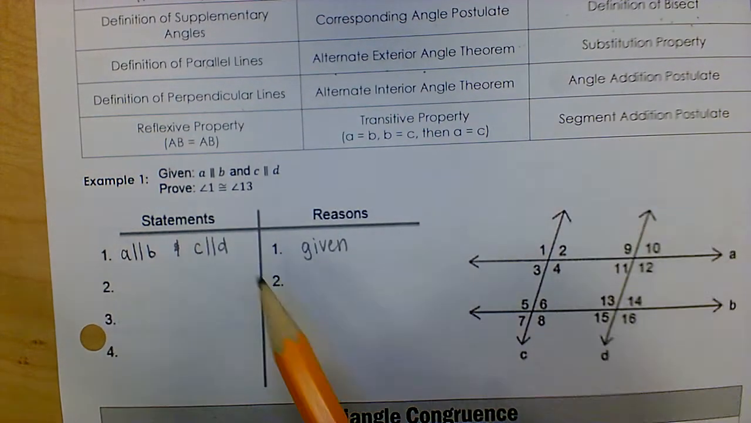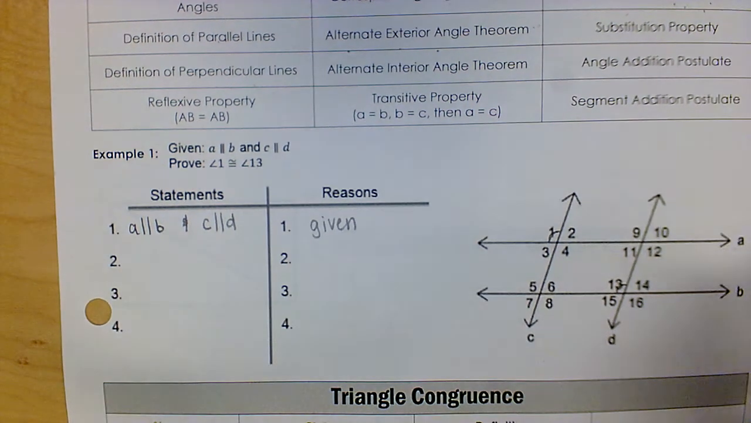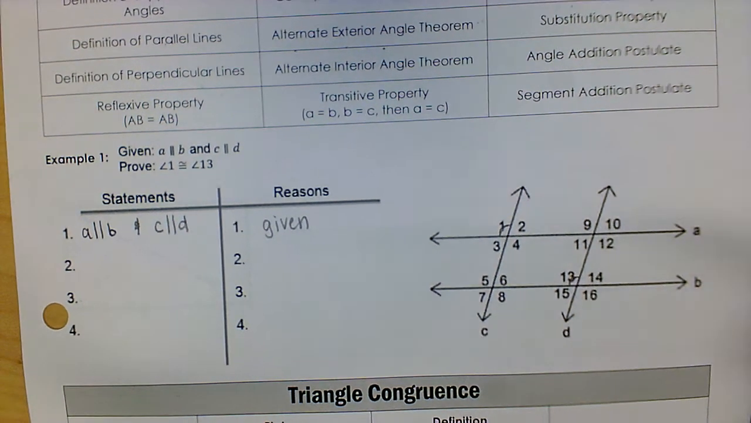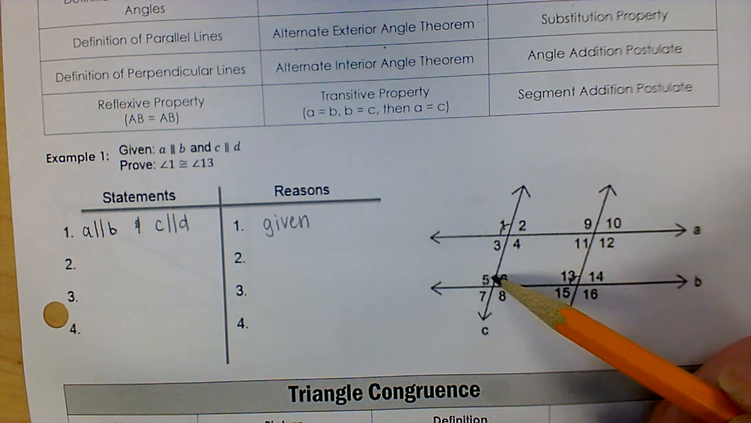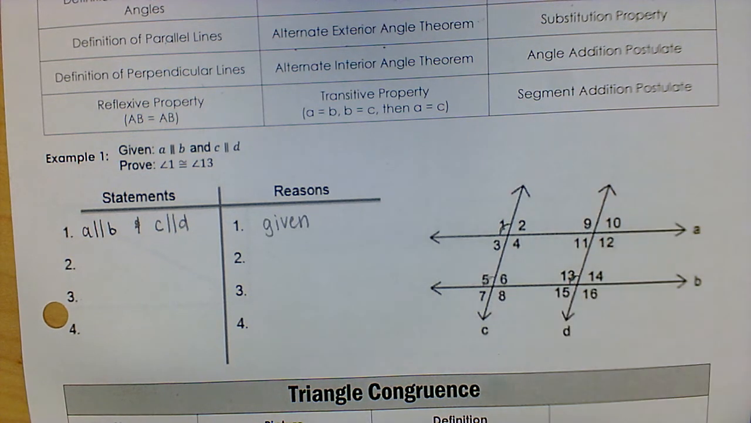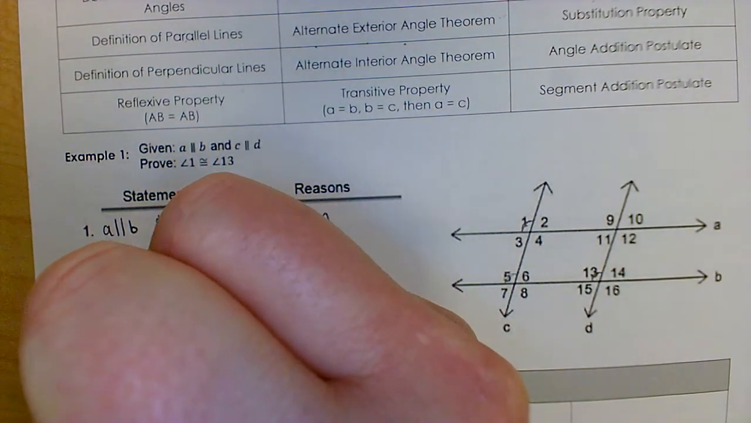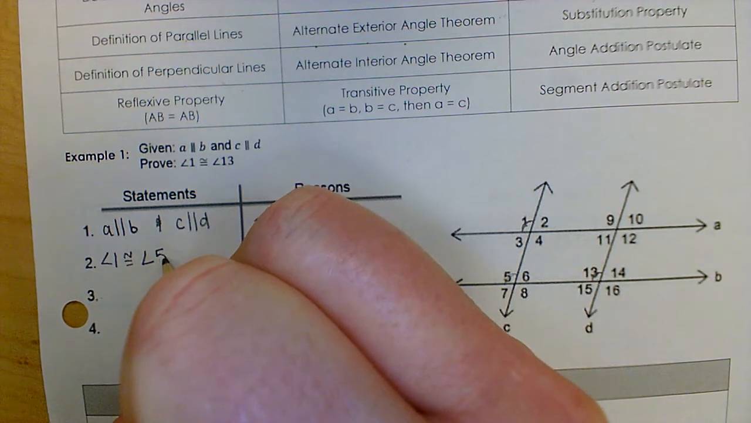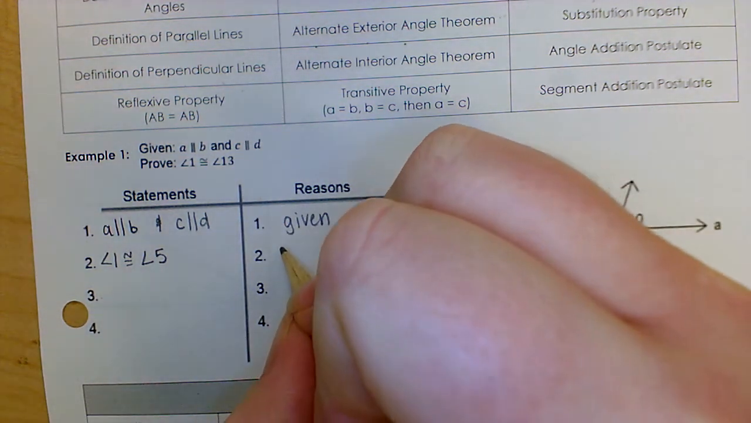Now we're trying to prove that angle 1 is congruent to angle 13. Looking at angle 1 and 13, they have no relationship right now. However, if you look, and we're going to talk about it out loud and then we'll put it in proof form, angle 1 corresponds to 5, and then 5 corresponds to 13. So the first step we can write is that we know that angle 1 is congruent to angle 5 because of the corresponding angle postulate.